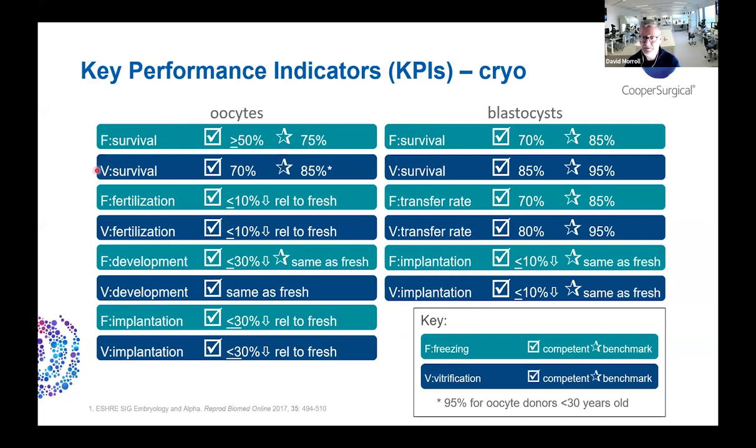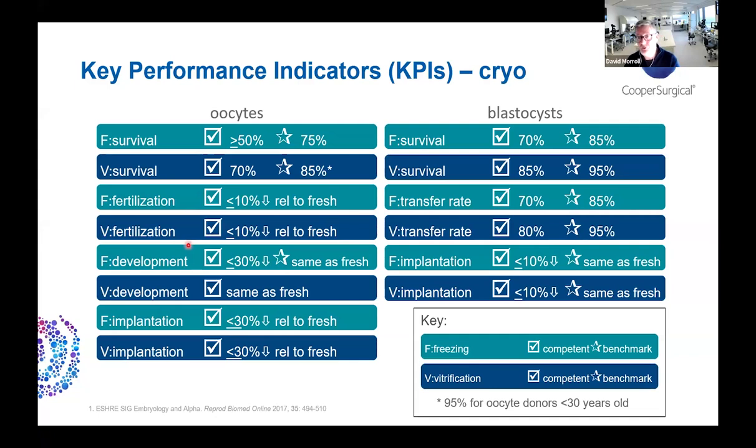And typically for survival, fertilization, development, implantation, and you can see that the expected outcomes, which will be no surprise to any of you, are slightly different for freezing, which is this sort of turquoisey color, aqua color, compared to vitrification, which is in the dark blue. So generally the KPIs are suggesting that if you've moved successfully to vitrification, you should be getting or expecting better results than you would with the slow freezing techniques.